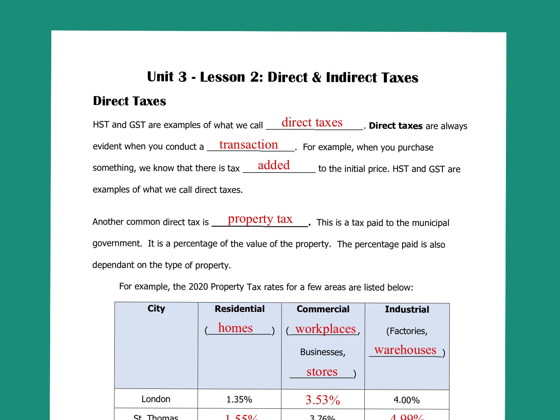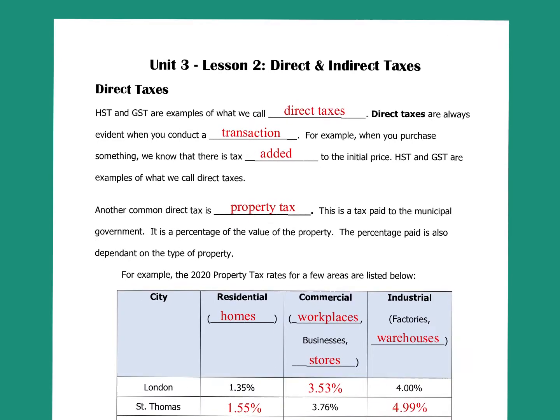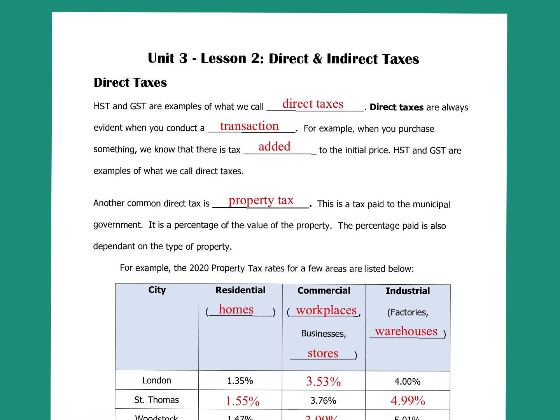So we've already learned a little bit about direct taxes in our last lesson. So we'll start going through the note here and you can follow along with me. So direct taxes, HST and GST are examples of what we call direct taxes. Direct taxes are always evident when you conduct a transaction. For example, when you purchase something, we know that there is tax added to the initial price. So this is always something that's added after that we actually need to do a calculation for, kind of how we did in our last lesson.